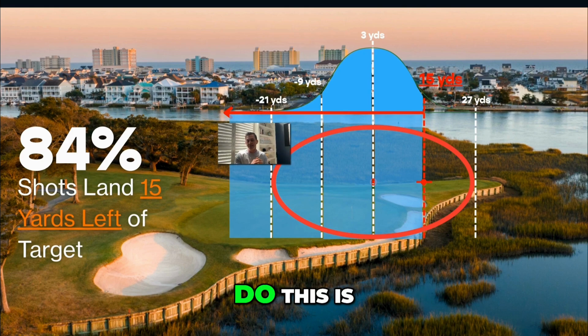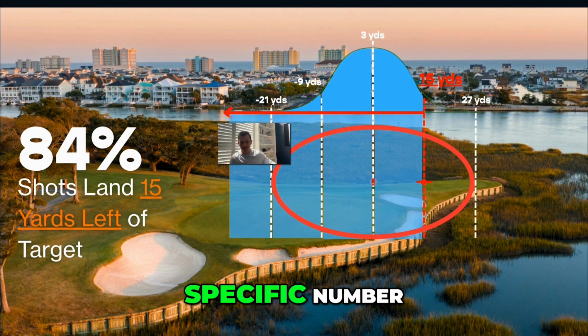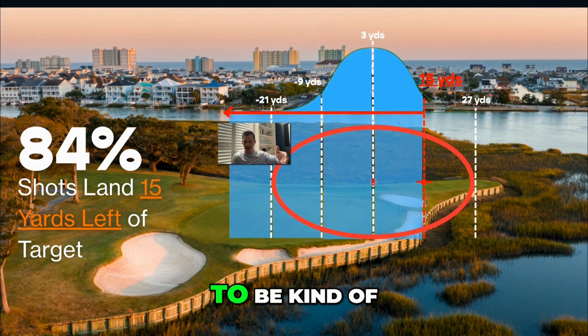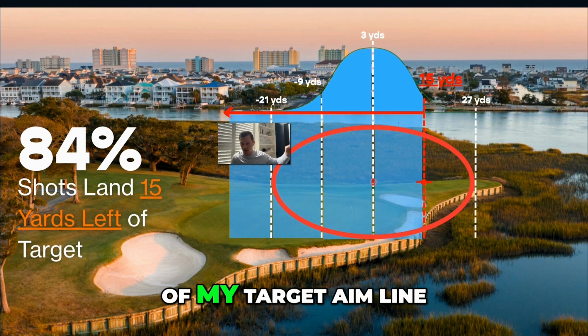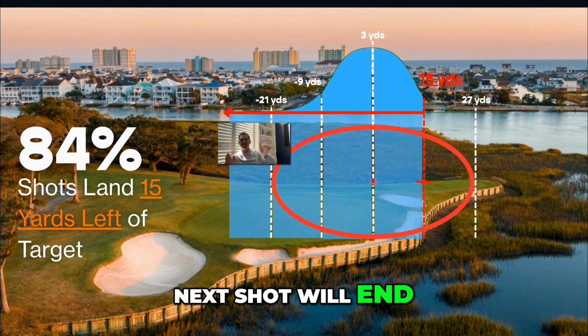Now, the way that you do this, if you were actually doing this statistically, you would essentially solve for what the odds are that your shot will end up left of a specific number. So let's just take a random number like 15 yards, which also happens to be that first standard deviation mark. Essentially, what this says is: what are my odds that my next shot will land left of a mark that we put 15 yards right of my target aim line? So I've got my target aim line, I go 15 yards to the right of it. What's my odds my next shot will land left of that?